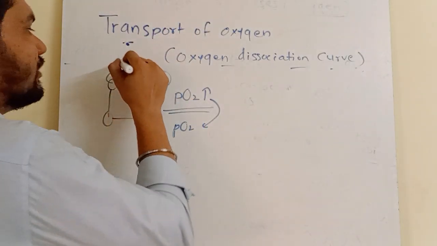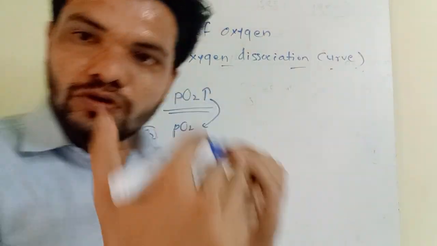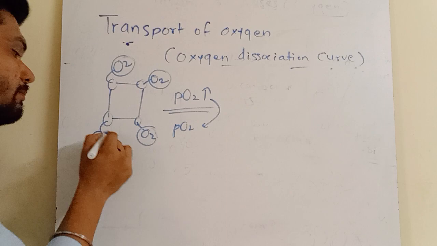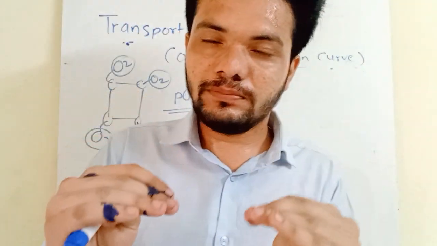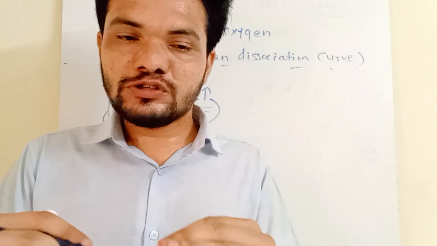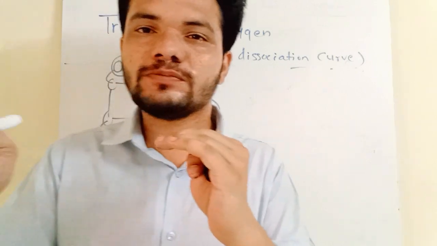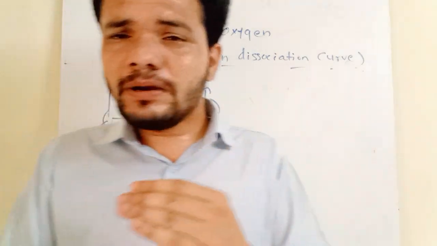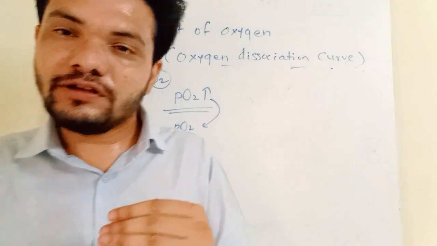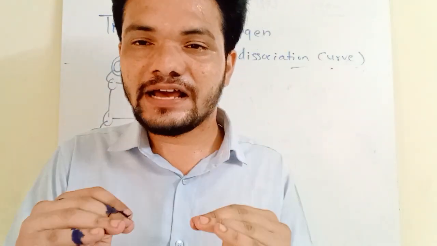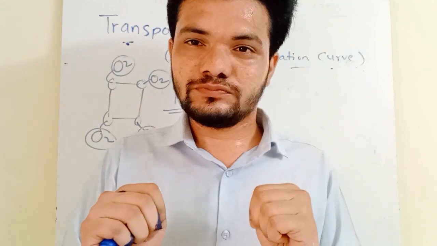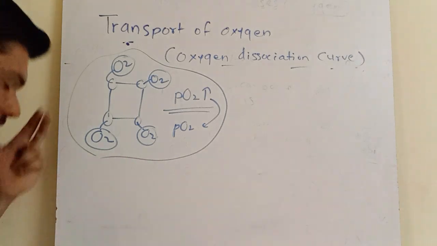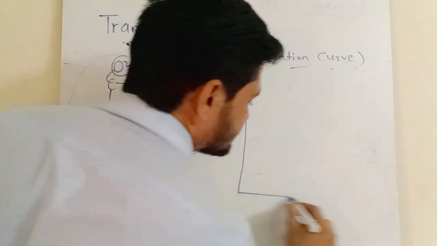For the binding of the third molecule, it will require much less PO2, and for the fourth it will require much less partial pressure of oxygen. So the first molecule of O2 binding with hemoglobin requires a lot of PO2, but once it binds, the second molecule requires less time and less partial pressure of O2. So this can be plotted on a graph like this.